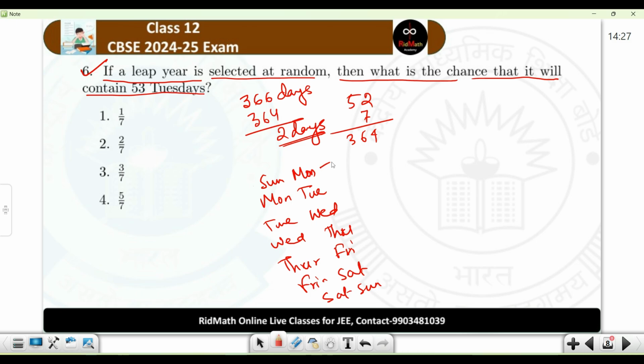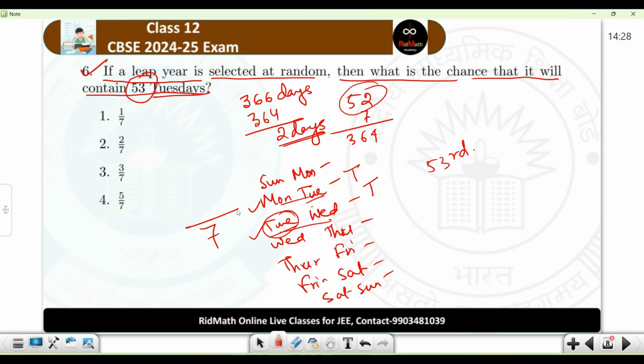So how many options are there? 1, 2, 3, 4, 5, 6, 7. So 7 options, 7 choices. To get 53 Tuesdays, we have to take Monday-Tuesday and Tuesday-Wednesday. For these two, there is 1 Tuesday extra. There are 52 Tuesdays already, and this is the 53rd Tuesday. So the total choices are 7, and 2 are in our favor, so the answer is 2 by 7.